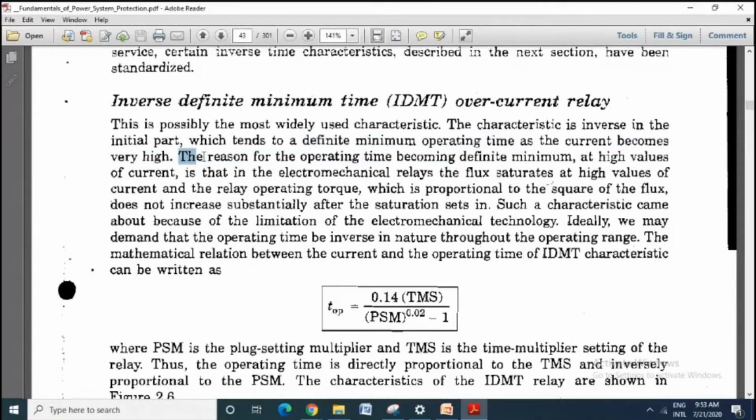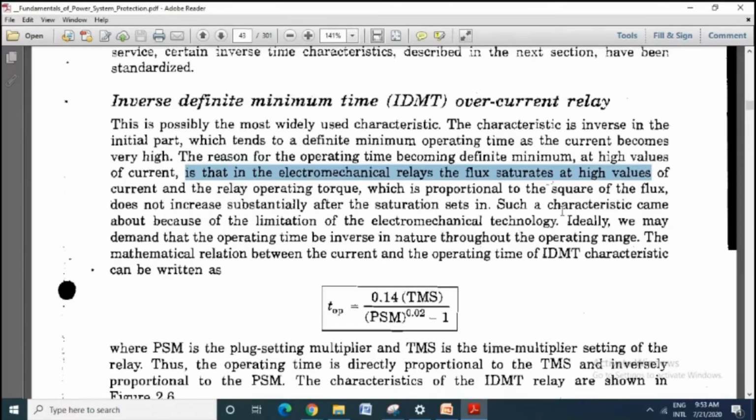Right? The reason for the operating time becoming definite minimum at high values of the current is that in electromechanical relays, the flux saturates at the high values.